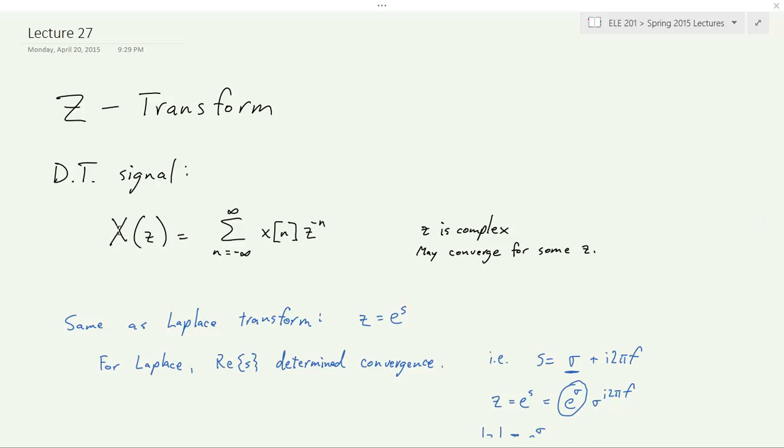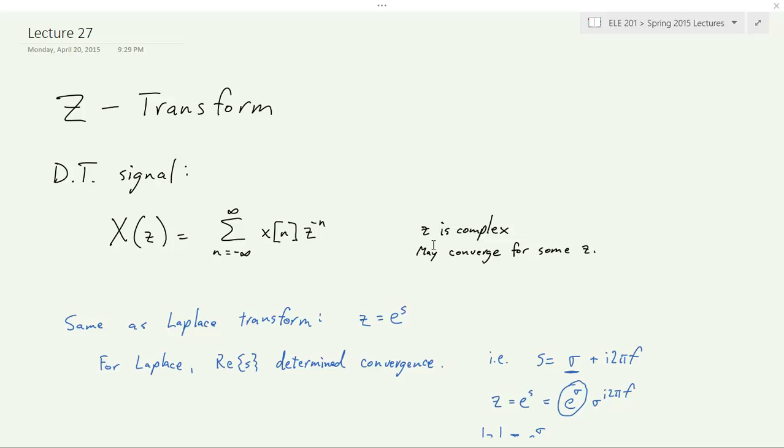Here we have the formula for the Z transform. This is an infinite sum. There's the signal x, and here Z is an arbitrary complex number. So this transform is a function of Z. For a given Z, you do this infinite sum, and you get a complex number. Again, like the Laplace transform, the domain is complex, the range is complex.